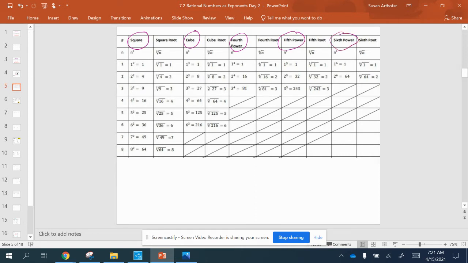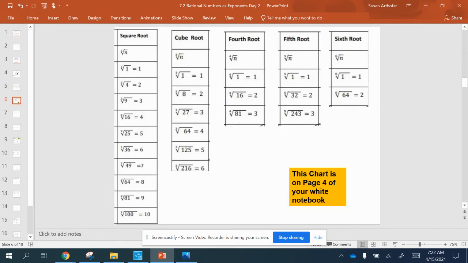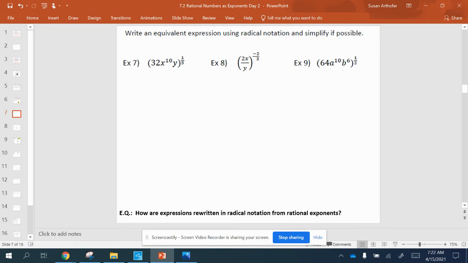Sometimes in our final answer, we're going to have to convert numbers. So if you don't know what 4 to the third is, that it's worth 64, or 3 to the fourth is 81, then you can use this other part of the chart to find out how much those values are. I'll refer back to this when we're doing a couple of examples. And then again on that chart, we do the square root, cube root, fourth root, fifth root, and sixth roots. We use this chart. It's on page 4 of your notebook. Okay, we're going to skip example number 8.